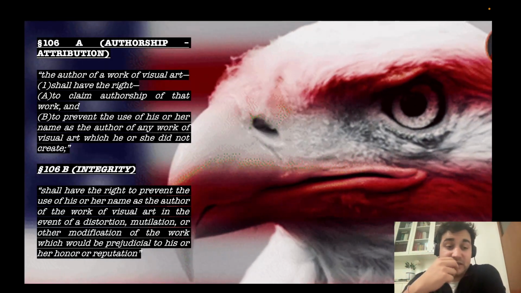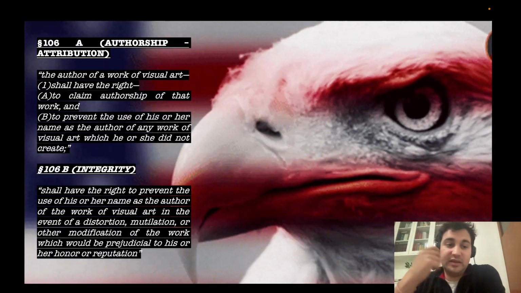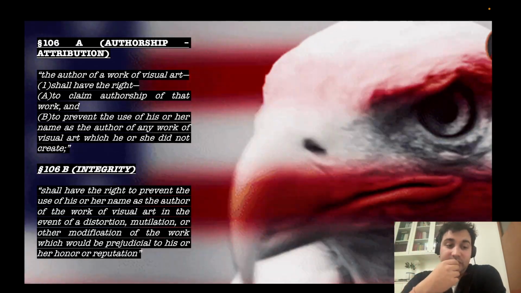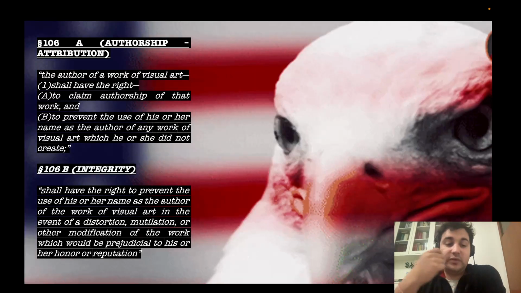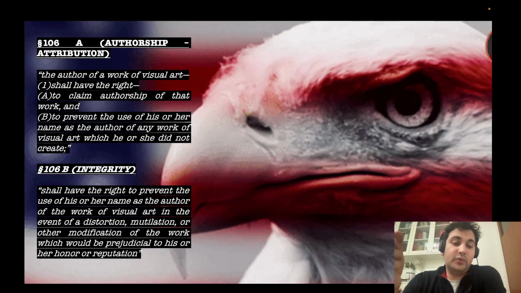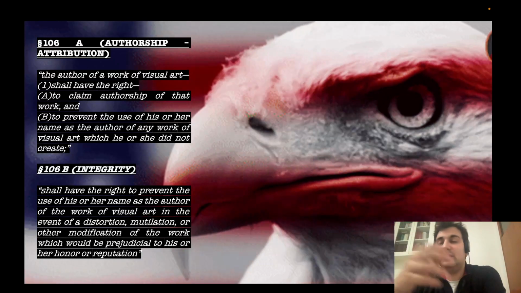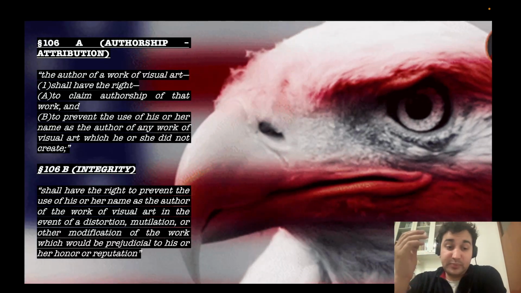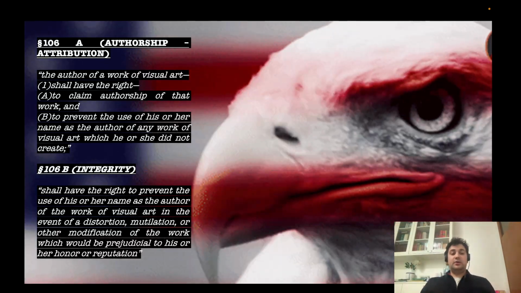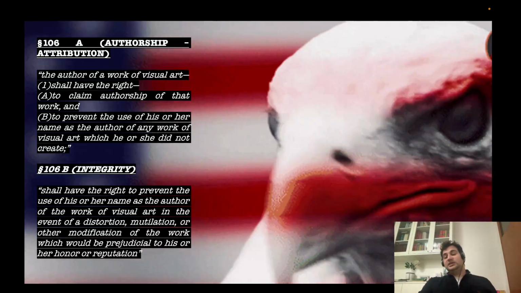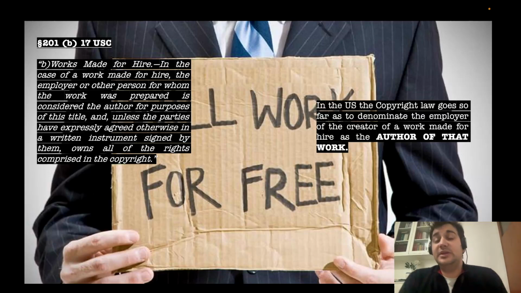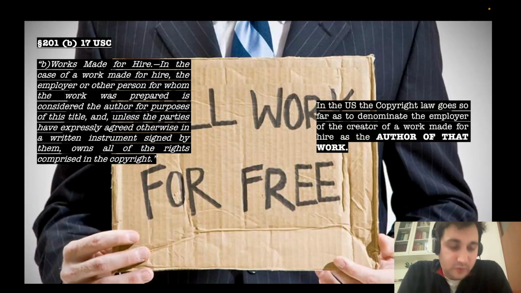In 106B instead we talk about the integrity, that is, the author shall have the right to prevent the use of his or her name as the author of the work of visual art in the event of distortion, mutilation, or other modification of the work which could be prejudicial to his or her honor or reputation. This one is seen in light of Article 6 bis of the Berne Convention, as we talked before.